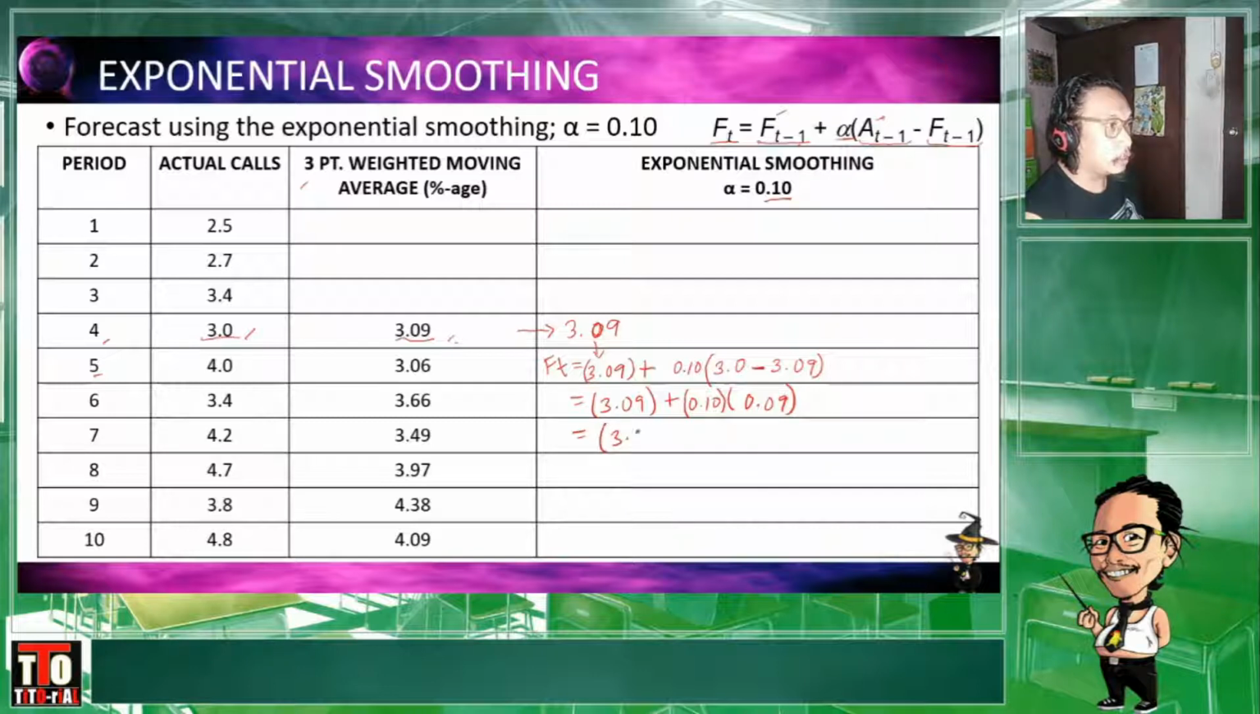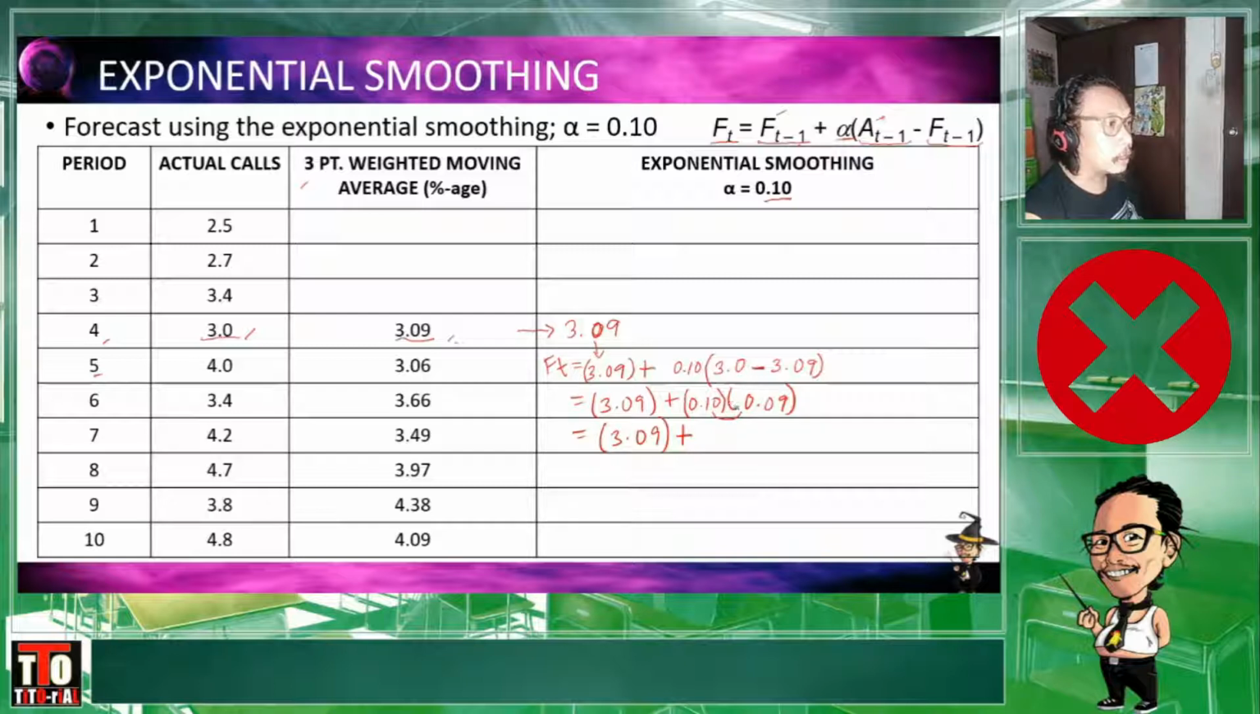Again, guys, pwede nyo naman shortcutin to if you have a calculator. So, pinapakita ko naman sa inyo kung paano lang yung manual niya. And then, multiply na natin itong dalawa. So, 0.10 times 0.09.